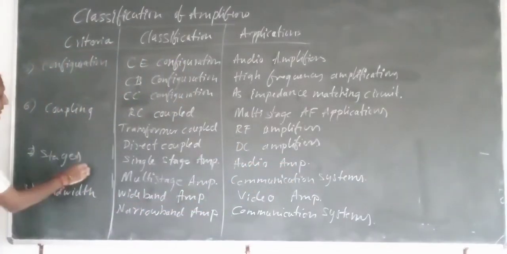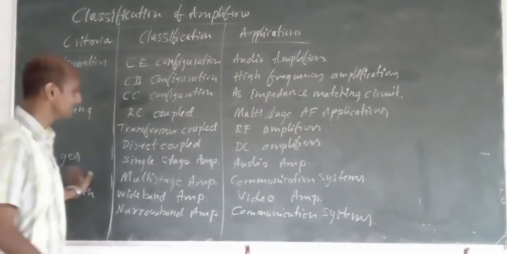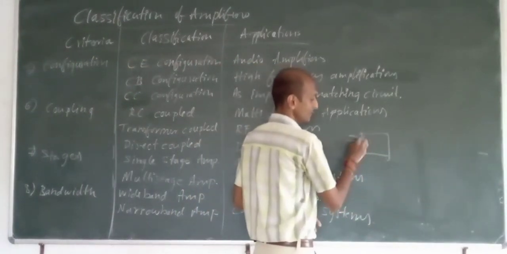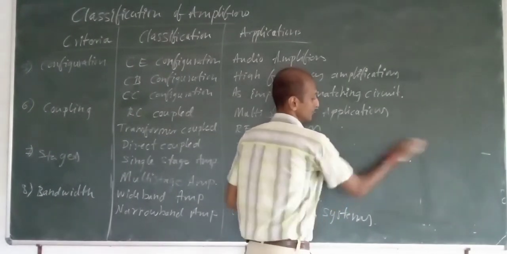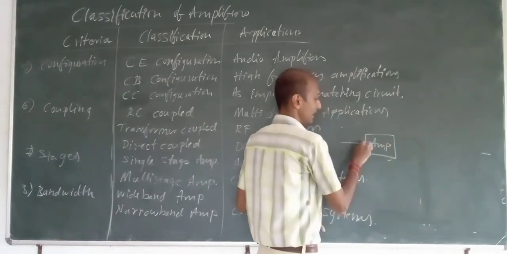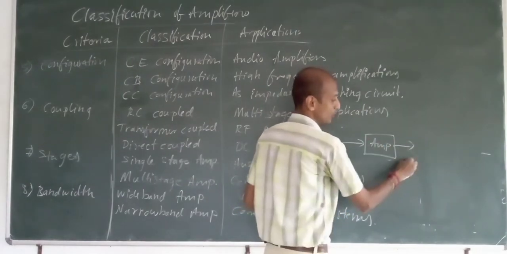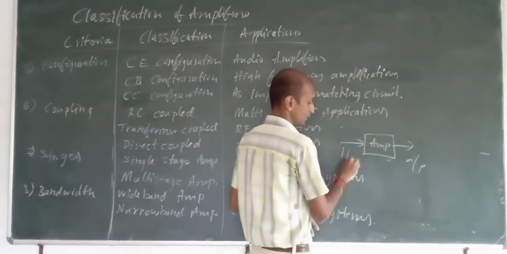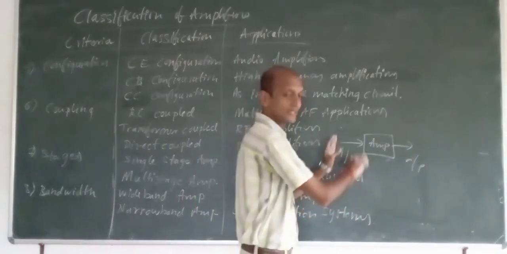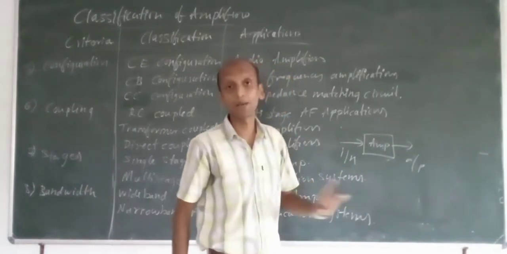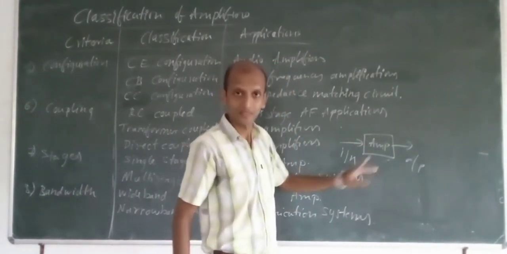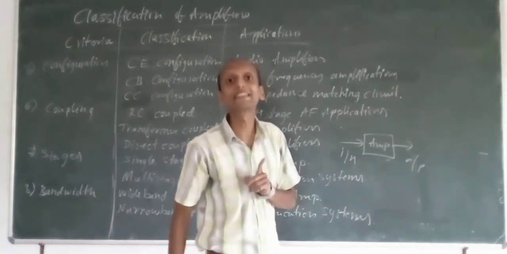Coming to stages. Stages means, if I have one amplifier, I have an input and here I have an output. This is input and this is output. So this is an amplifier, this is one amplifier stage. This is called a single stage amplifier.